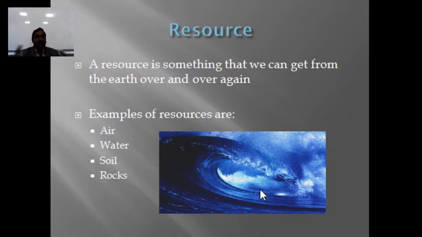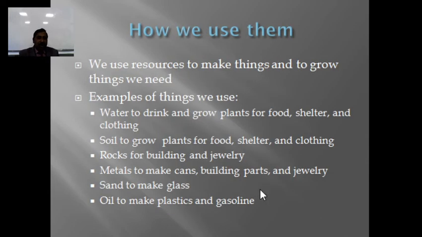Examples of resources are the different resources available in your mother nature, in the planet where you live. Air, water, soil, rocks, all these are very good examples of resources. Coming to the next, how we use them. I discussed earlier how a resource becomes a resource. It should have some use for us.